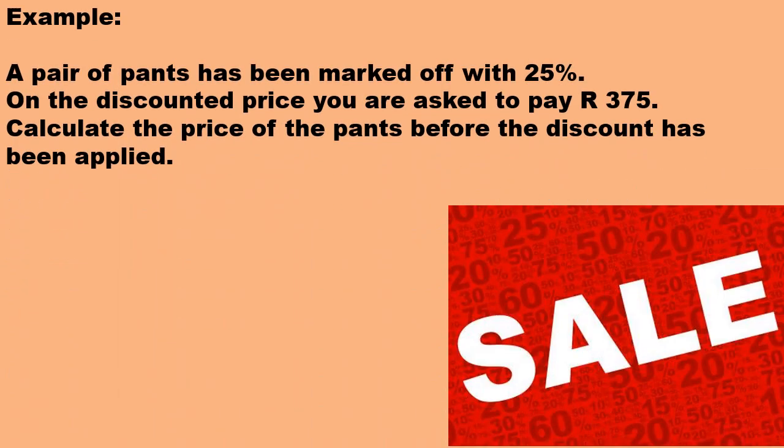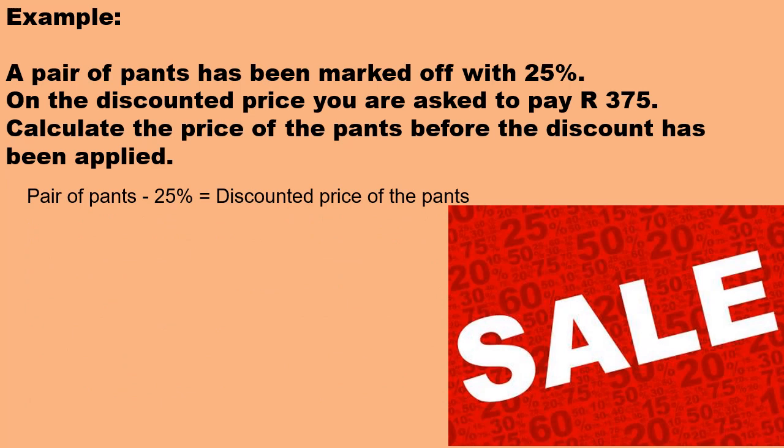Let's look at one more example. A pair of pants has been marked off with 25%. On the discounted price, you are asked to pay 375 Rand. So do you see that you are paying the final amount? You've got the pants after the percentage has been deducted. Calculate the price of the pants before the discount has been applied. Before, reverse, you have to work out the original price.